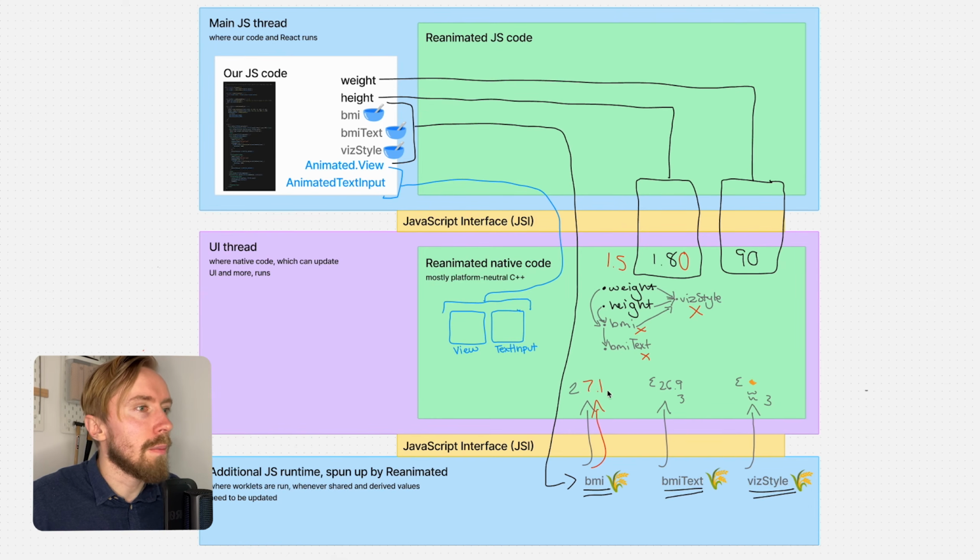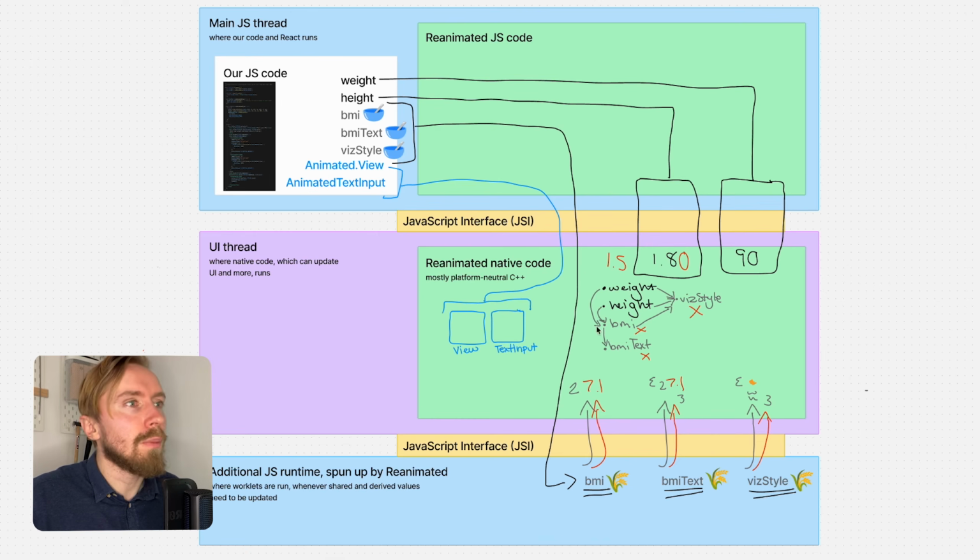We are going up in BMI because we've reduced our height. Once that's executed, we move on to the BMI text. Change that to 27.1. And then we re-execute our viz style. We are still in this borderline orange area, but our width and height will have been updated.